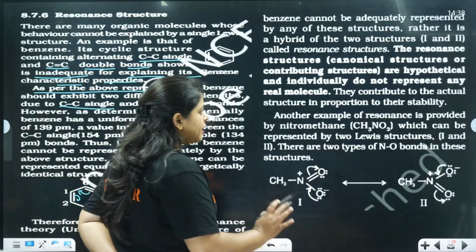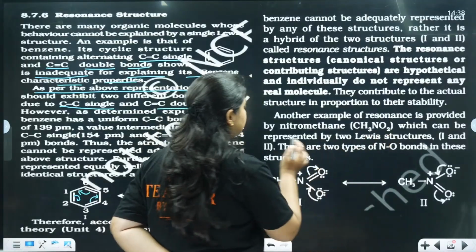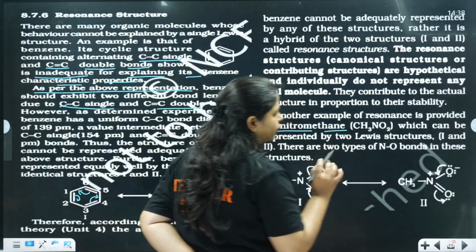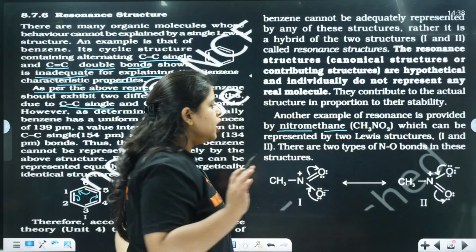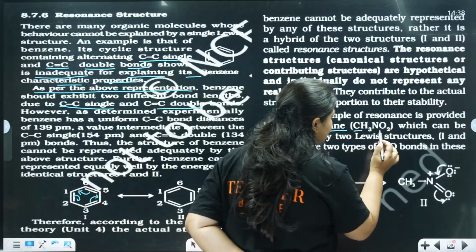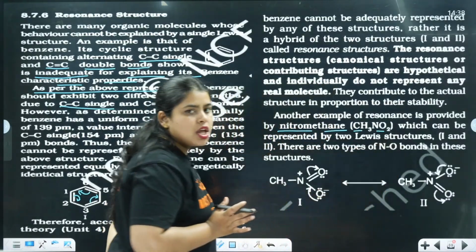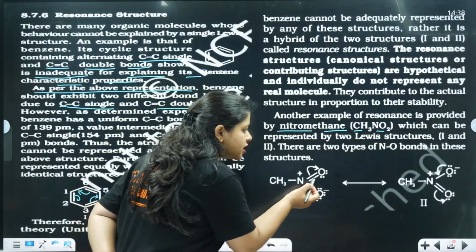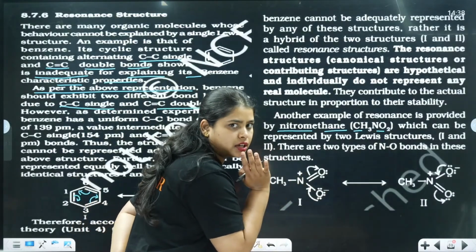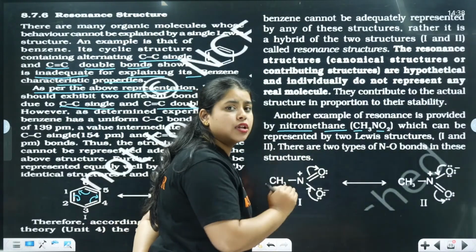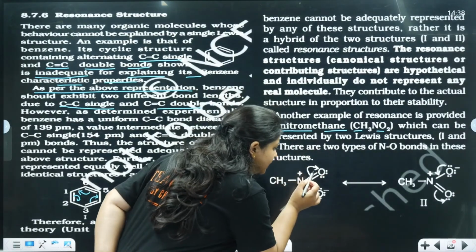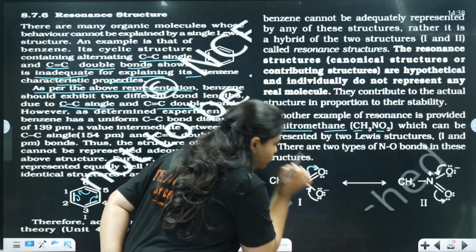Concentrate properly. Now we get another example, provided by nitromethane. Example nitromethane, CH3NO2, this is the structure. Here nitrogen has a double bond with the oxygen. Now how are we going to write the resonance for this? This double bond is going to get transferred to the oxygen.